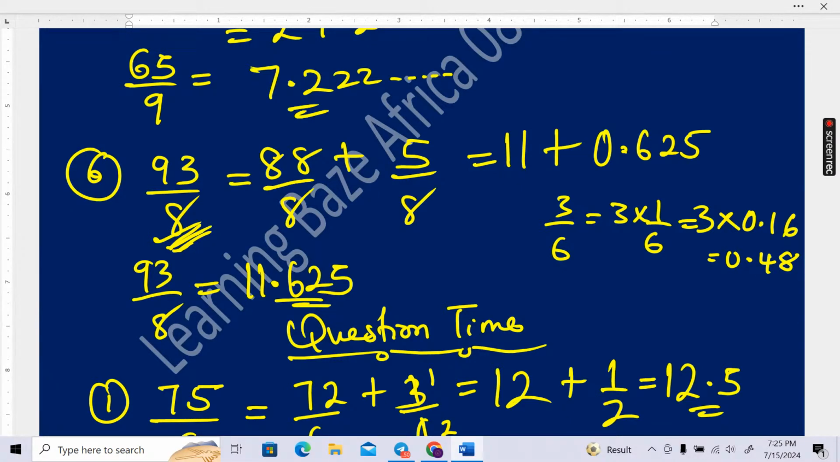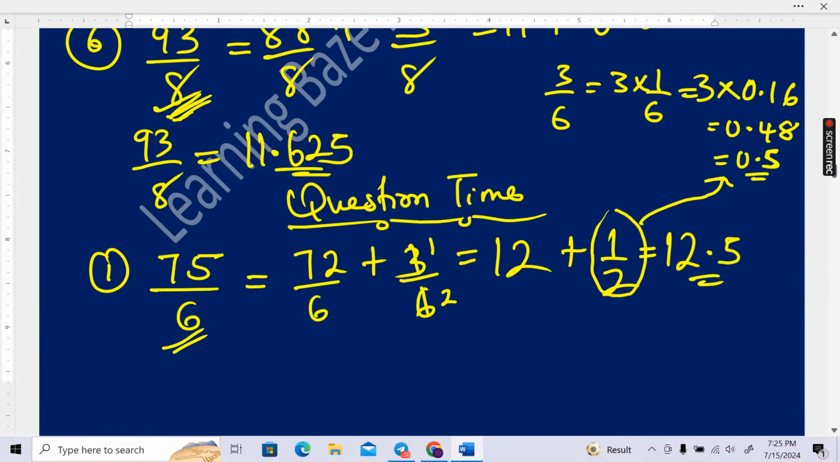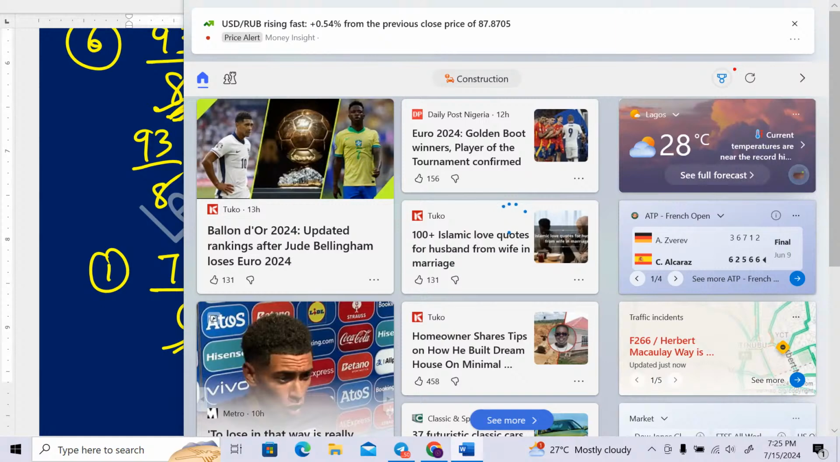Now, when you approximate 0.48 to 1 decimal place, you can see that we still come back to the value for 1 over 2. You're still going to get 0.5. So it's either your answer is 12.5 or your answer is 12.48. If you type 12.5, you have a trophy.